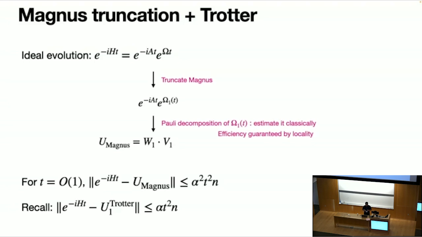For example, if we keep only the first order Magnus expansion, then the error will be alpha squared t squared n. And that's the same alpha squared that Raul mentioned earlier. If you were to use Trotter, for example, then you wouldn't get this alpha squared. You would get alpha, because that comes from A as well.